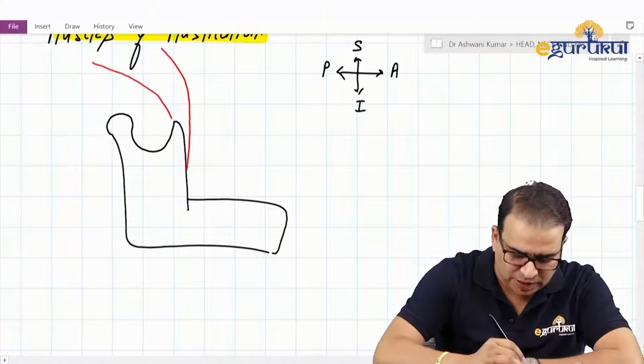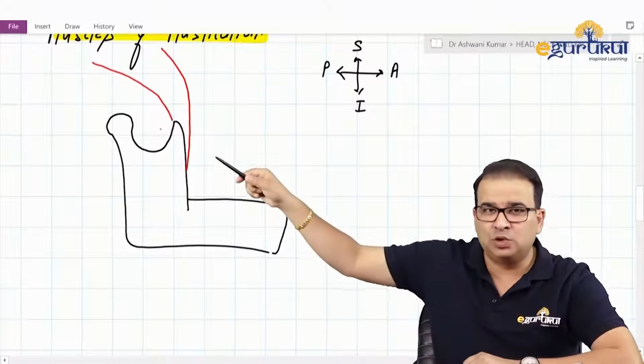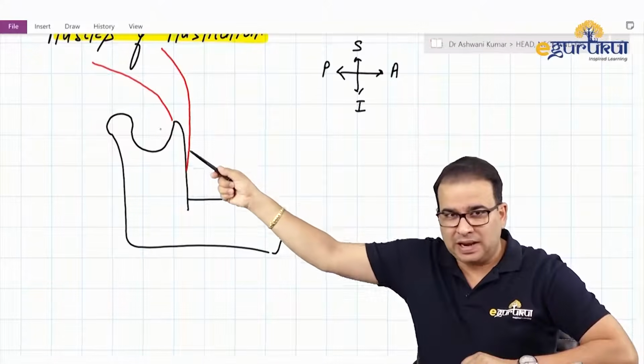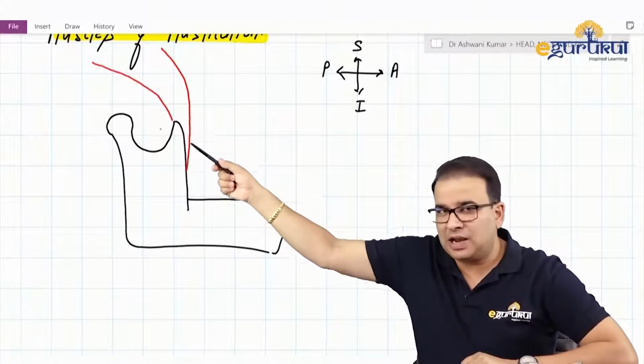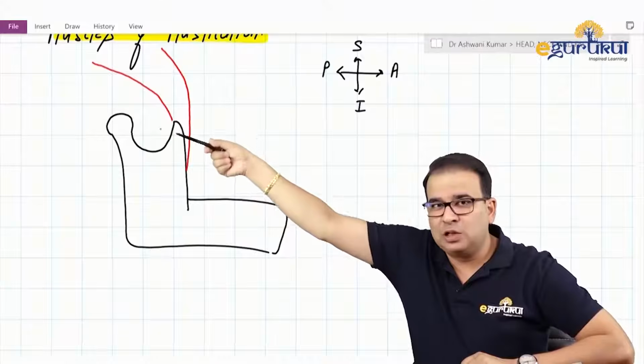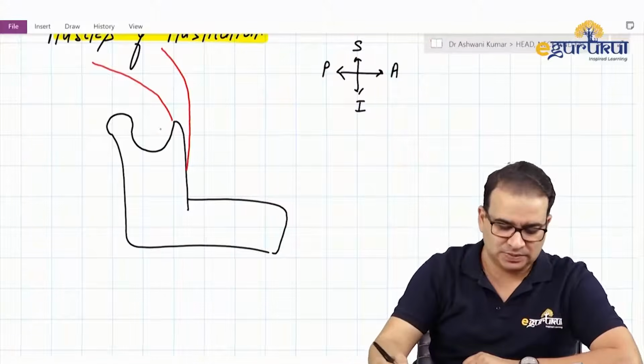Anterior border of ramus of mandible to the coronoid process and also to the medial surface of this coronoid process. So it's to the anterior border. You can see it's extending to the anterior border of ramus of mandible, to the tip of this coronoid process, and also to the medial surface of this coronoid process.